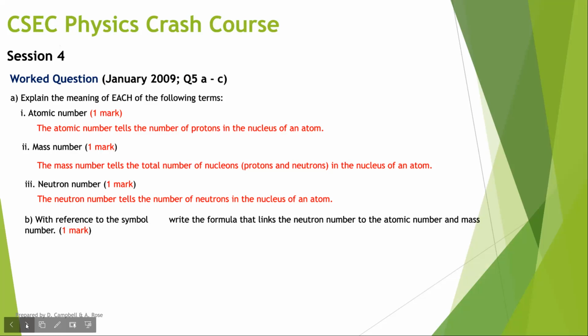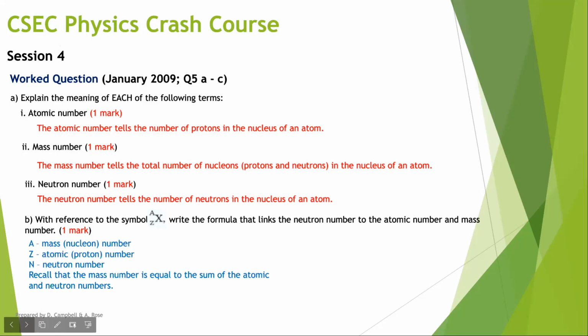Now, part B says with reference to the symbol, and the symbol is X, representing the element, A at the top left and Z at the bottom left. You're asked to write the formula that links the neutron number to the atomic number and the mass number. Now remember that A represents the mass number, Z represents the atomic number.